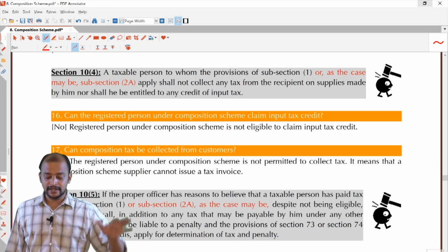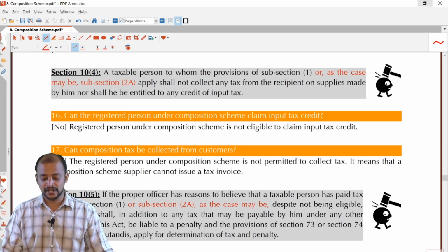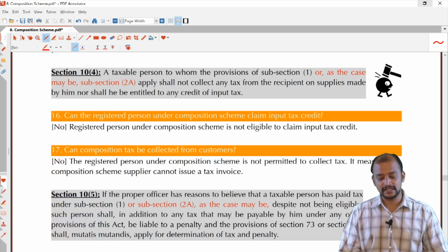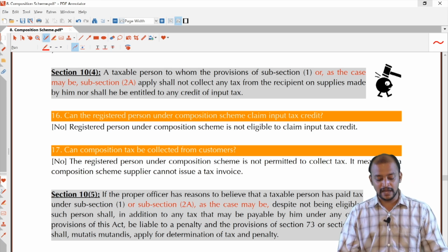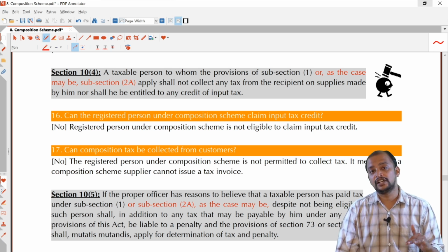Then section 10 subsection 4: A taxable person to whom the provisions of subsection 1 or, as the case may be, subsection 2(a) apply shall not collect any tax from the recipient on supplies made by him, nor shall he be entitled to any input tax credit.